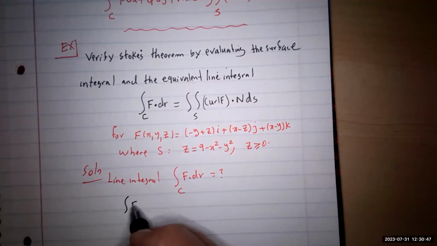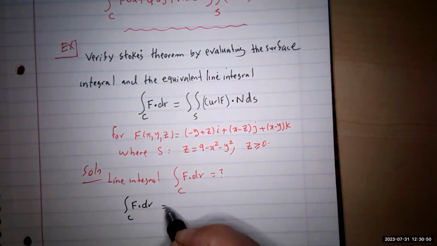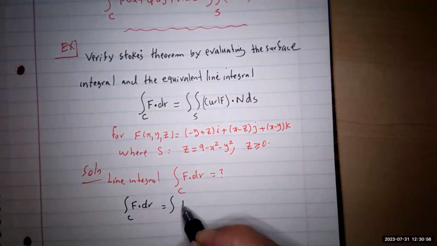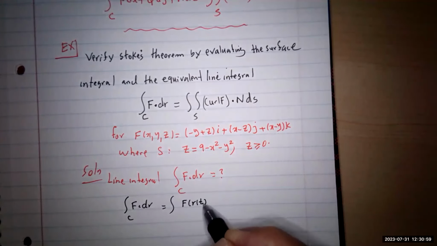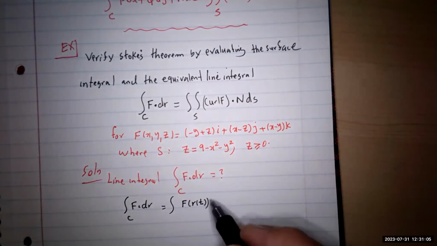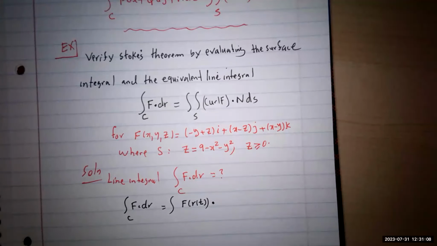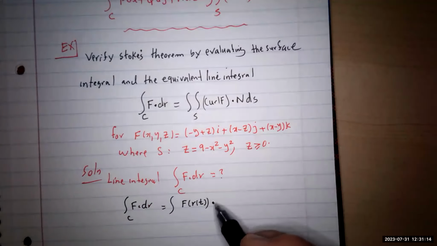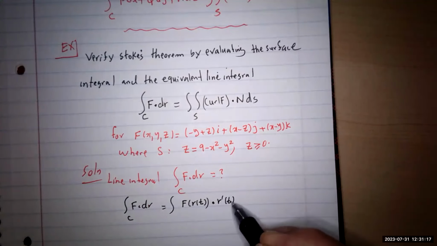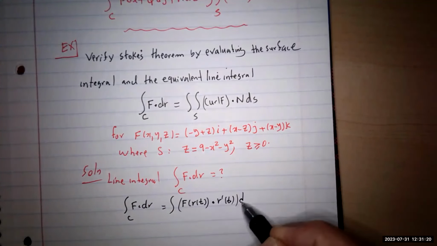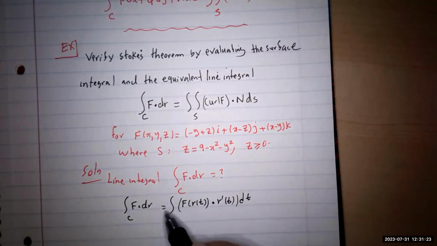The integral of F dot dr over C is going to be the integral of F of r of t, dot r prime of t dt. In this case it is P dx and so on. You know this one. This is on the domain D, which you have to identify.